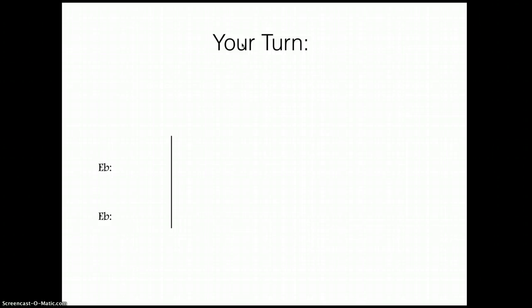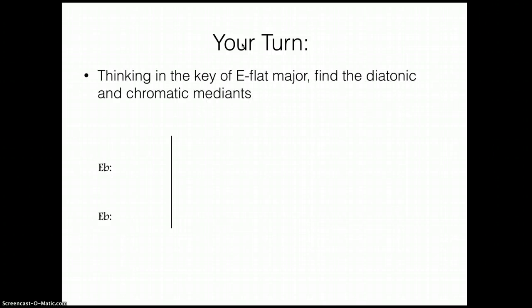Now it's your turn. Let's figure out all of the diatonic and chromatic mediants in the key of E flat major. Like I did, write your diatonic ones on the left-hand side of the line and your chromatic ones on the right-hand side of the line. Pause your video now and find the diatonic and the chromatic mediants in jazz chords and Roman numerals.